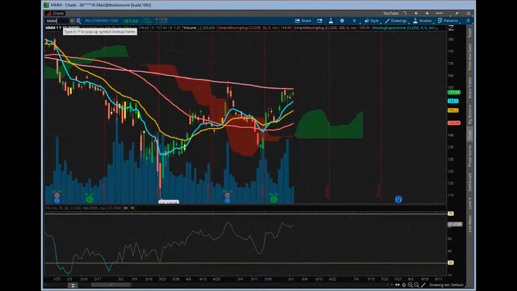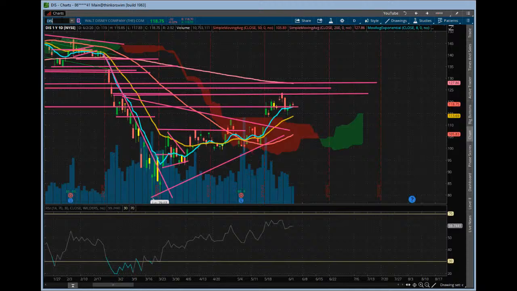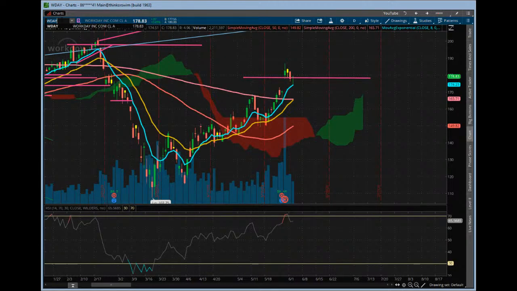3M, decent right to the 200-day. Would like to see it break above that. Disney is just really chopping around right here. Need some more good news. And we need Mandalorian to come back out. Need it. ADMA, hammer off the 200-day right there, so let's see how it holds, but it's doing pretty good, holding the gap.